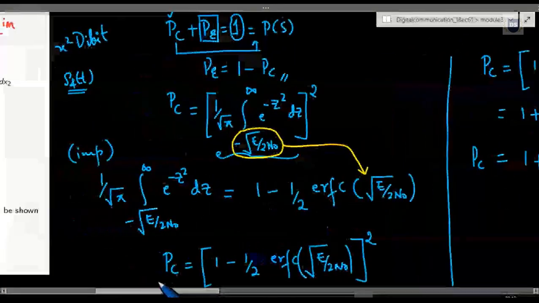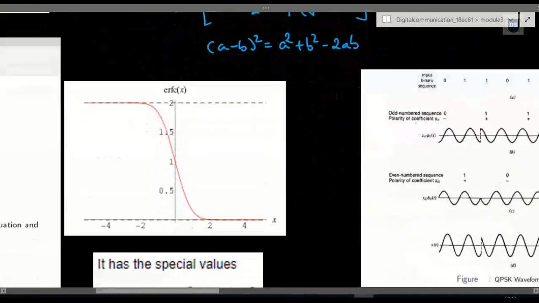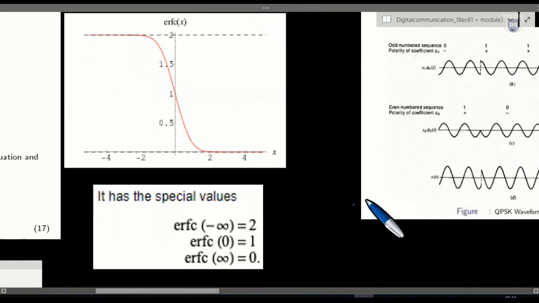So if we look at some of the properties of the complementary error function, we can see that the complementary error function of infinity is equal to 0. As and when the x value increases, you can see that this function is getting the value equal to 0. In this entire region, the value is 0. But the complementary error function of 0 is equal to 1.